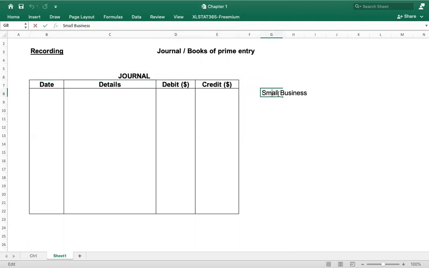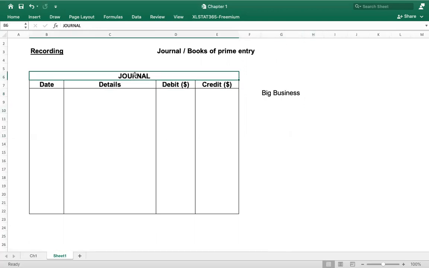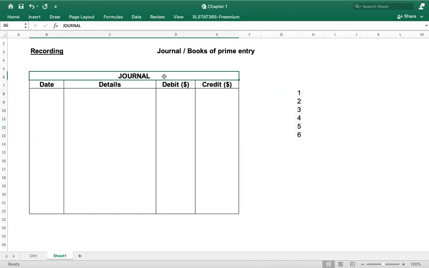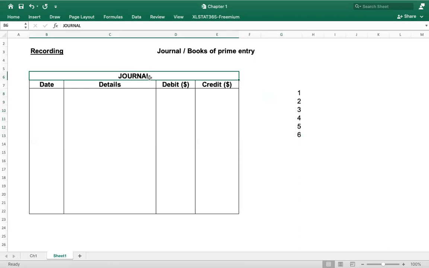Journal. But imagine the business is big. Big business, tell me, the number of transactions will be more, right? In that case, one journal is not enough. One notebook is not enough. You need to buy several notebooks. One, two, three, four, five, six notebooks you need to buy. And those six notebooks are collectively known as books of prime entry. Understood the difference? Journal means only one notebook, and books of prime entry means six notebooks. And who will maintain these six notebooks, small business or big business? Big business. Small business only maintains one notebook, known as journal.